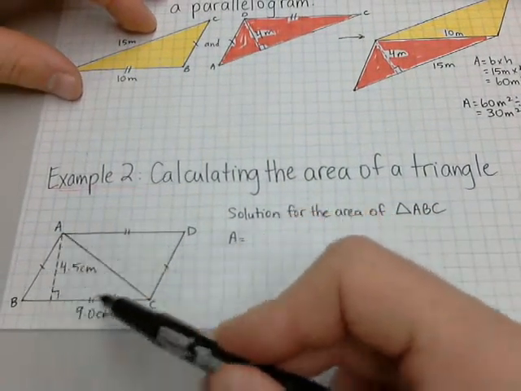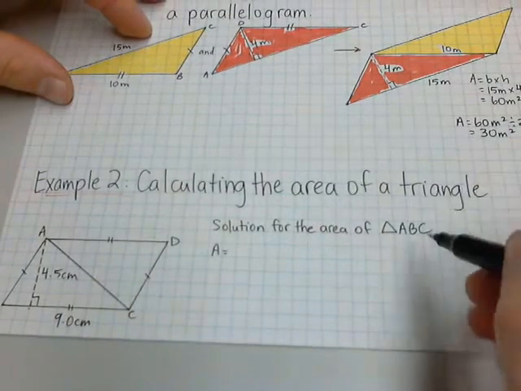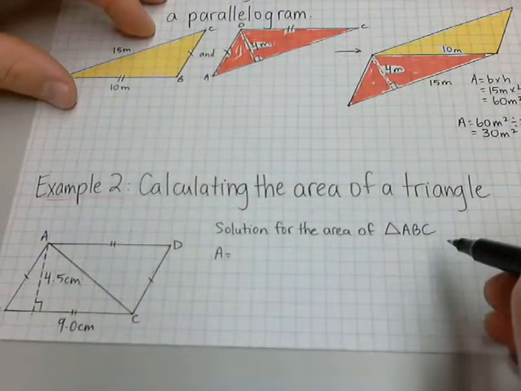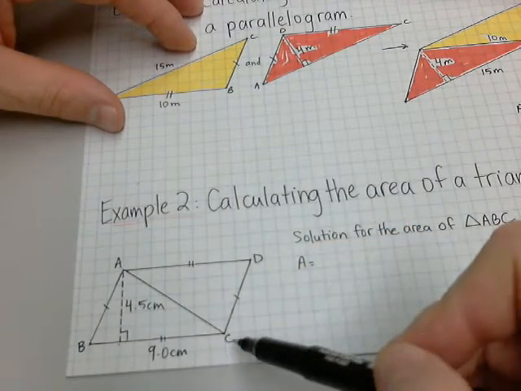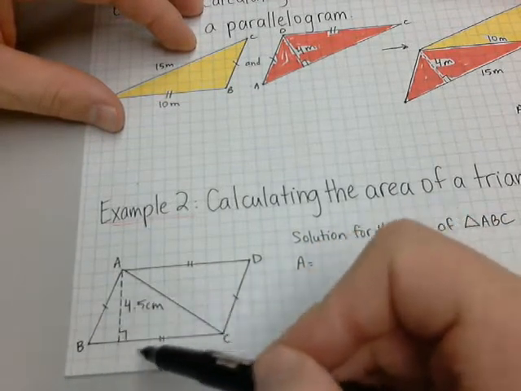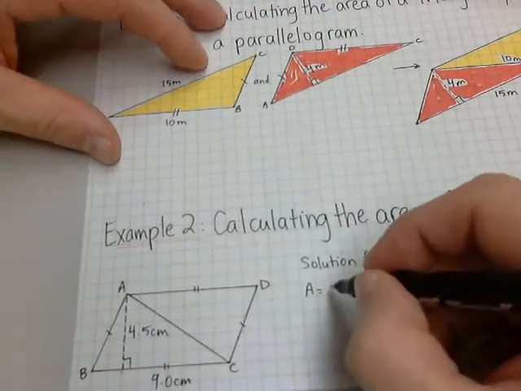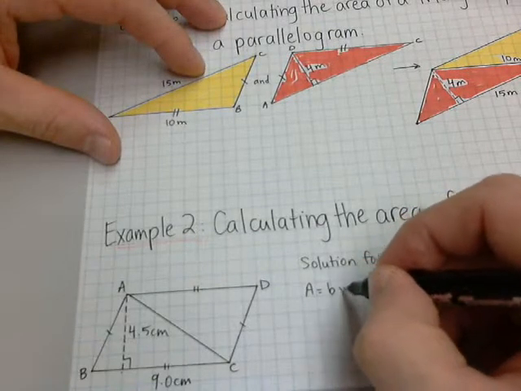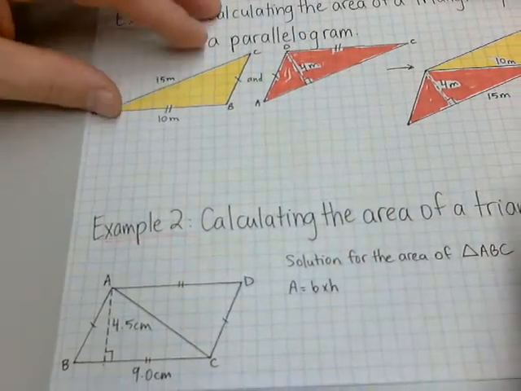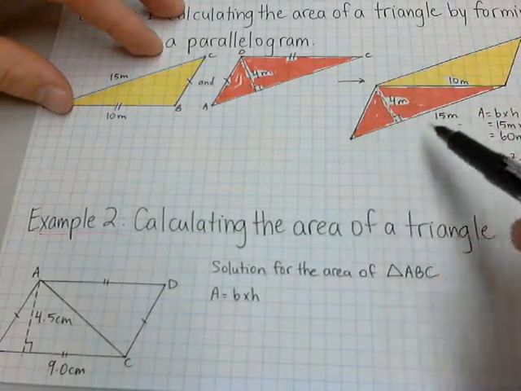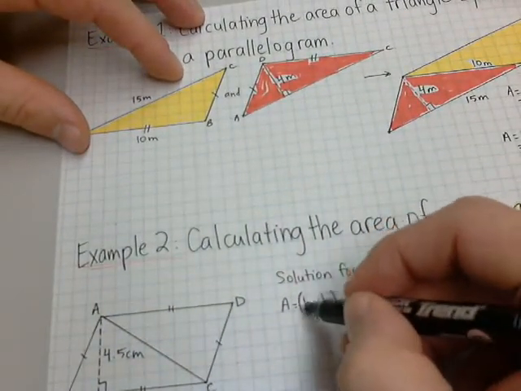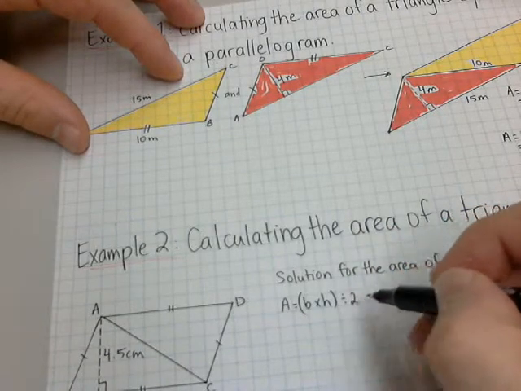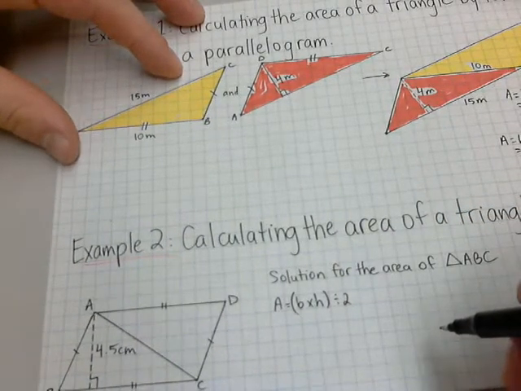So here we have a parallelogram ABCD, and what I want to do is solve for the area of triangle ABC. We have the 2 dimensions that we need. We have a base, we have a height. So the formula we know starts with base times height. And if we remember from up here, once we've gotten the area from base times height, we have to divide it by 2. So I'm going to put this in brackets, and I'm going to put a divide by 2 at the end.